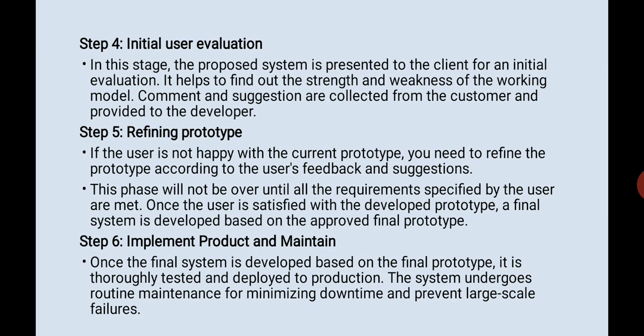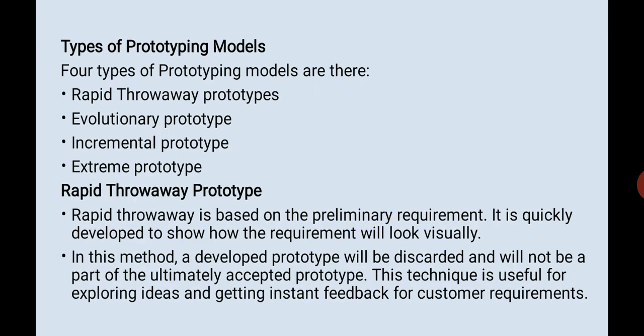So this is it. Now we come to the types of prototyping models. How many types are there? There are rapid throwaway prototypes, evolutionary prototype, incremental prototype, and extreme prototype. We will try to understand all four one by one, starting with the rapid throwaway prototype.